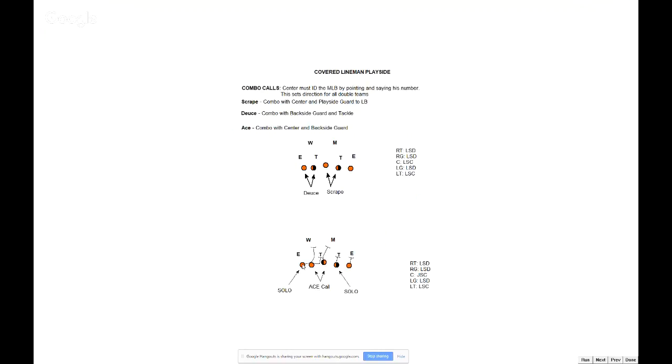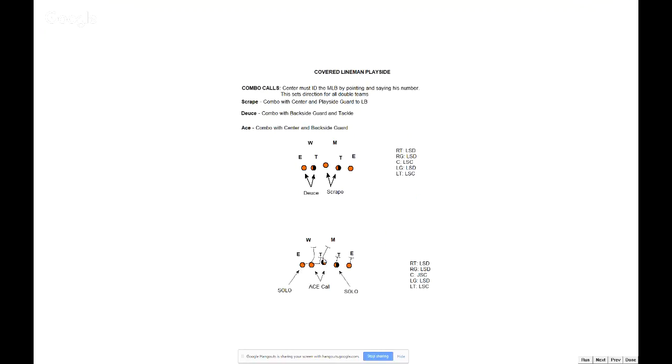All right, this tackle, he's got a lateral step and get to this will linebacker, make a good cutoff on him. Our right guard will be solo, our right tackle will be solo. Our only combo will be here. When we get into 30 fronts later on, we could talk about that a little more, because at times we will have combo calls here, but right now we're focusing on our deuce, ace, and scrape calls.